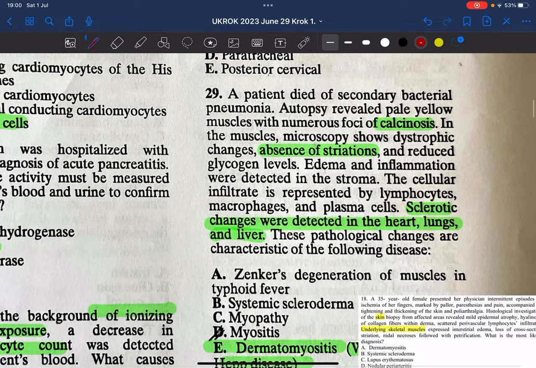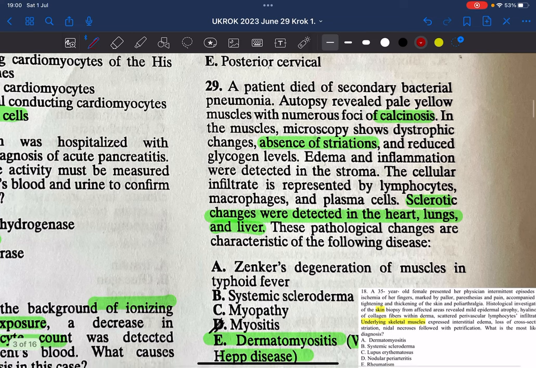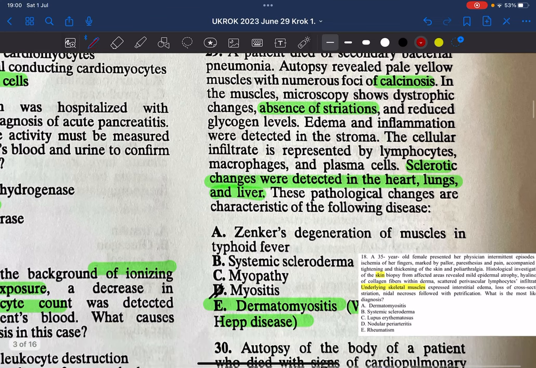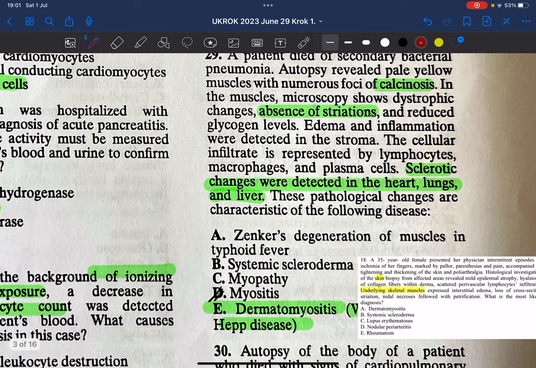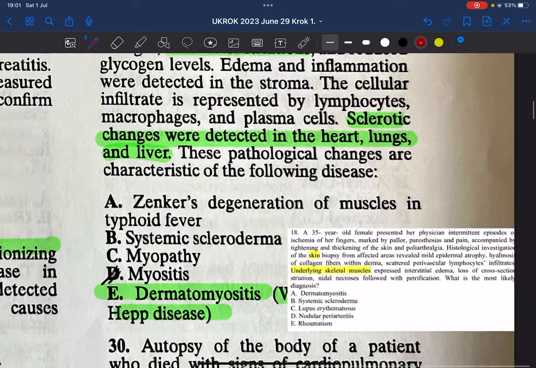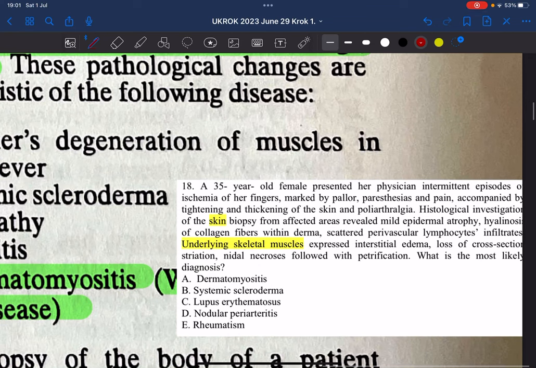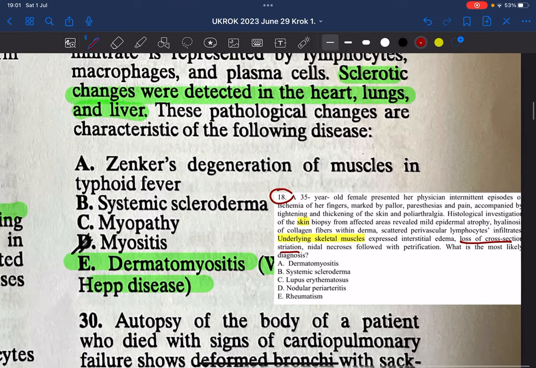Next question: a patient died of secondary bacterial pneumonia. He has calcinosis and absence of striations. He also has sclerotic changes detected in the heart, the lungs, and the liver. And they are asking us which disease. I found this same question in the base of pathomorphology. And also we have loss of cross striations, and some similar description as in the question.